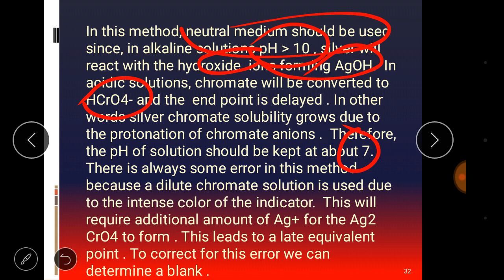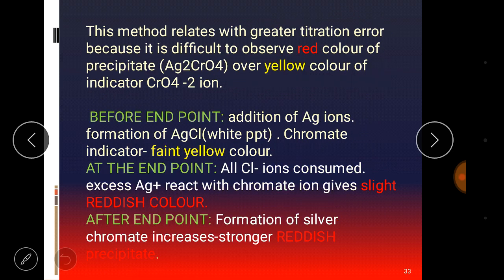There is always some error in this method because a dilute chromate solution is used due to the intense color of the indicator. This requires an additional amount of silver plus for making silver chromate, which leads to a late equivalence point. To correct this error, we can determine a blank. This method also has a greater titration error because it is difficult to observe the red color of the precipitate over the yellow color of the indicator.